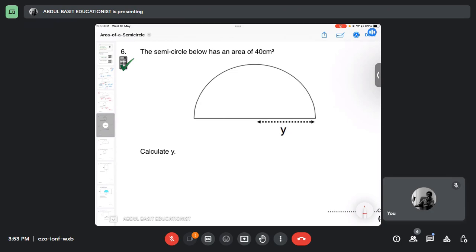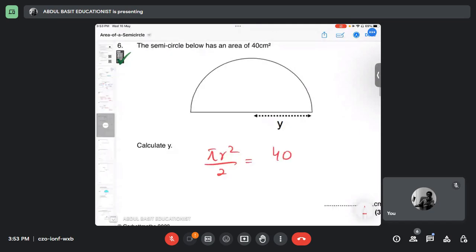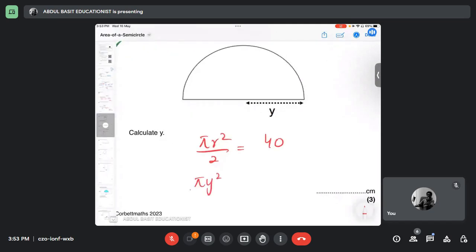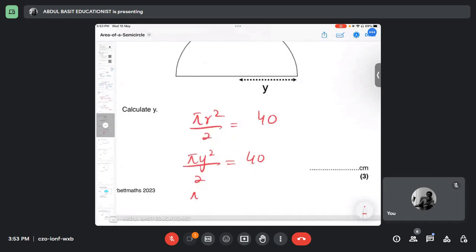So write the formula for the semicircle, which is pi r squared divided by 2, and that is equal to 40. It is already given. So r is y. So I will write pi y squared divided by 2 is equal to 40. So 2 will go there. So it becomes pi y squared is equal to 2 into 40, which is 80. So pi y squared is equal to 80.